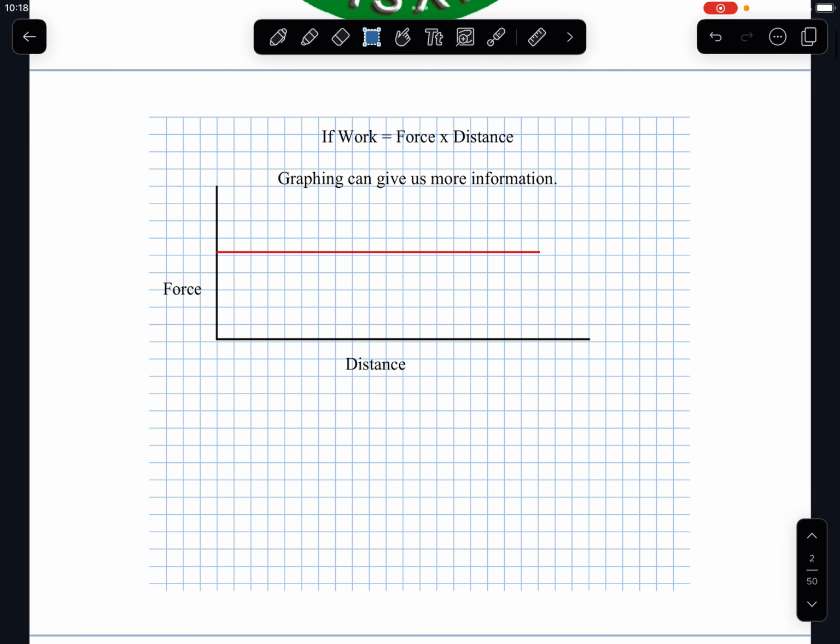Before we can get into energy, it's necessary for us to do a quick little review of work, which is the product of force and displacement. And we've done some examples with this.